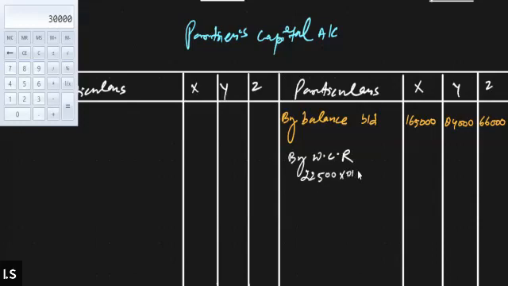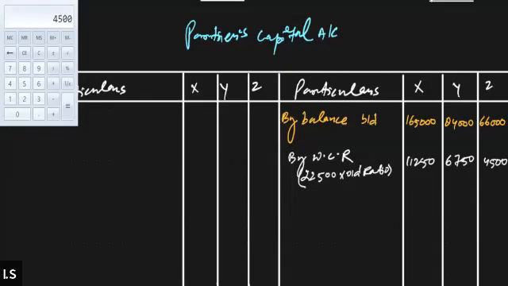And we are distributing it in the old ratio. Why are we distributing it? Because the entire amount remains unclaimed. So 22,500 into 5 by 10. So X account needs to be credited by 11,250. Then 22,500 into 3 by 10 will be 6,750. And for Z, it will be 22,500 into 2 by 10. So this will give us 4,500. Tell me, everyone, is this clear? Yes or no?